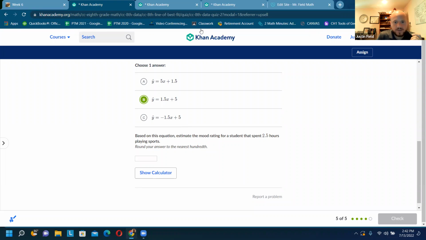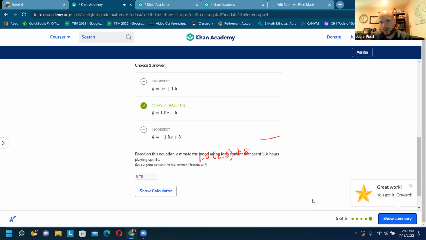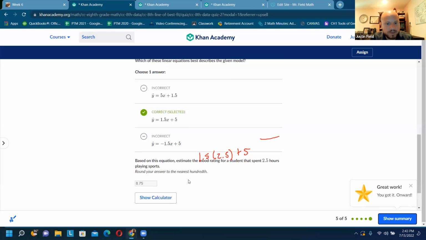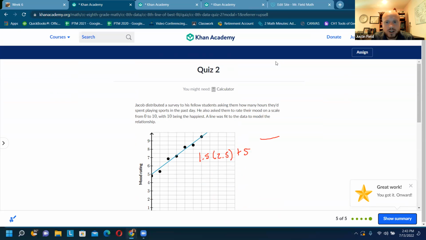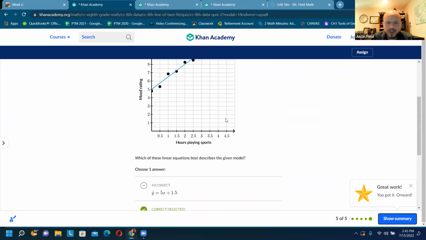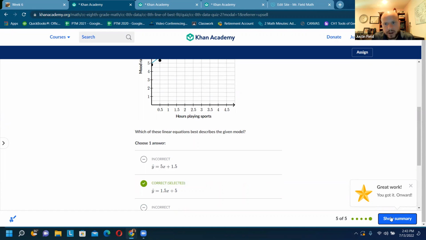And now, again, we substitute into the equation. So 1.5 times 2.5 plus 5. 1.5 times 2.5 plus 5, 8.75 is the happiness score. Make sure you read these scenarios, unlike me, because they are good ways that we can use math in real life. But I was just going through the mechanics. Sorry. Hey, we're done. And so now you will see this again in 8th grade and have a great year. Bye.